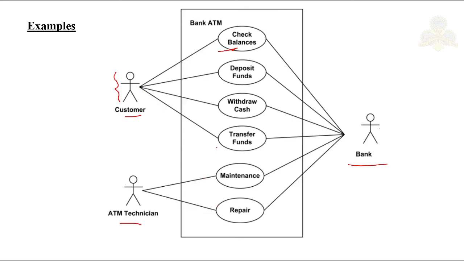Fine. Okay, now a technician is also an actor. What are the functionalities of a technician? He can do maintenance and he can do repair. Again remember, all the lines from the actor to the functionalities have to meet at a single point. You cannot represent it like this. You have to make sure it meets at a point.